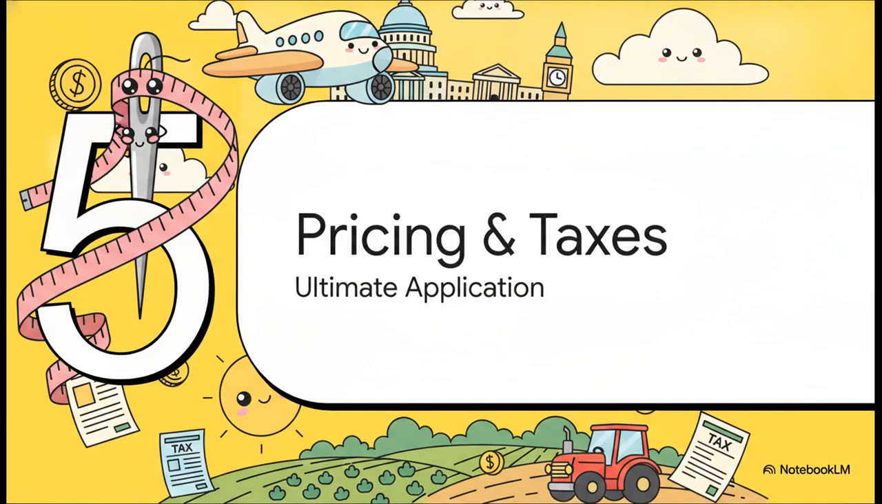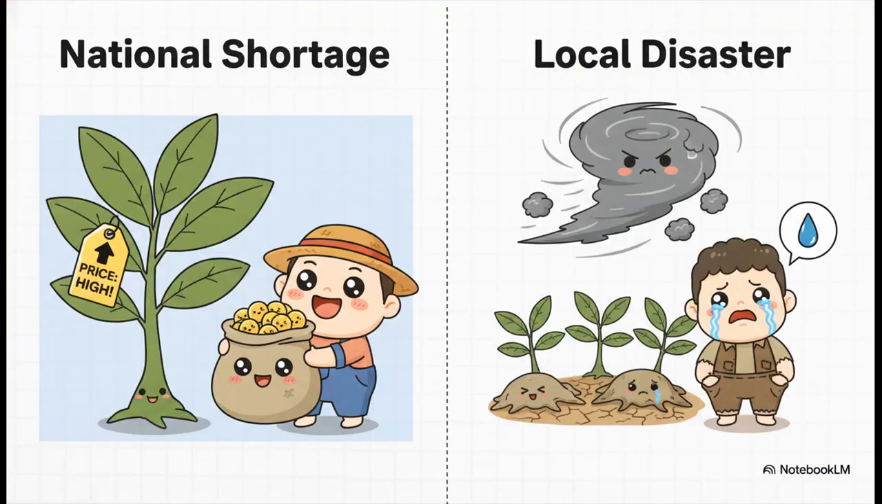All right, our final stretch, Section 5, Pricing and Tax Strategies. The ultimate application. So this whole elasticity thing isn't just a trick for tailors and airlines. It's literally the ultimate tool used by governments and massive agricultural sectors to make huge macro-level decisions.